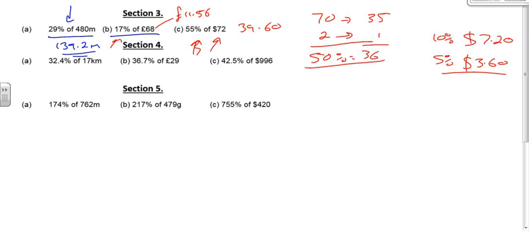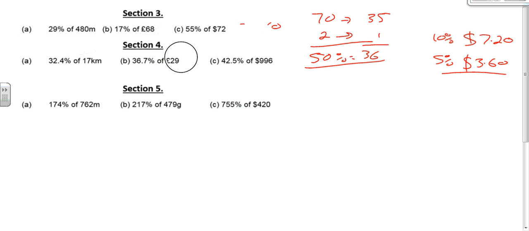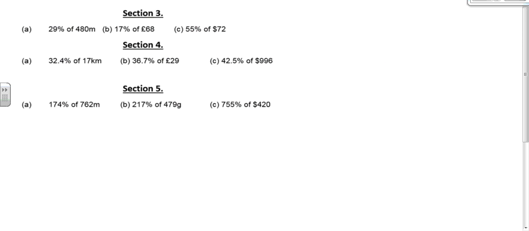So now we need to have a look at how we do these on a calculator. So the first one we've got is 32.4% of 17 kilometers. So we need to work out what 32.4 is as a multiplier. So if we've got 32.4%, the way we go from percentages to multipliers is we divide by 100. So dividing by 100 also means moving the decimal point 2 places to the left. So if we do 32.4 divided by 100, and like I say, you can use a calculator because you've got it, that's going to be 0.324.